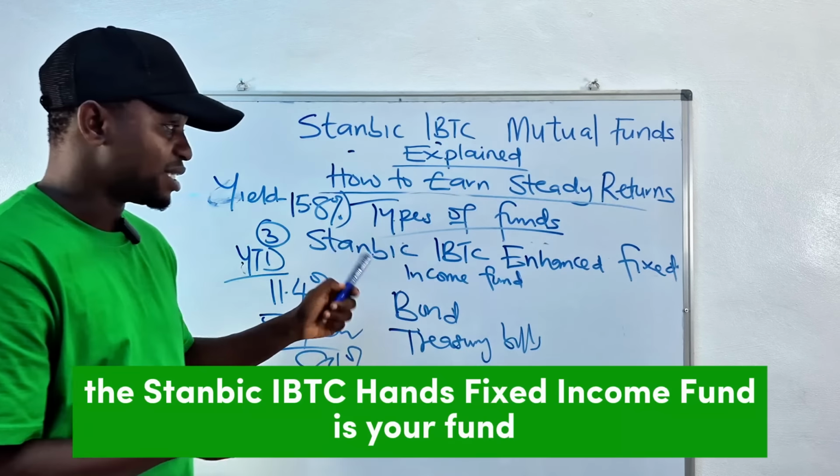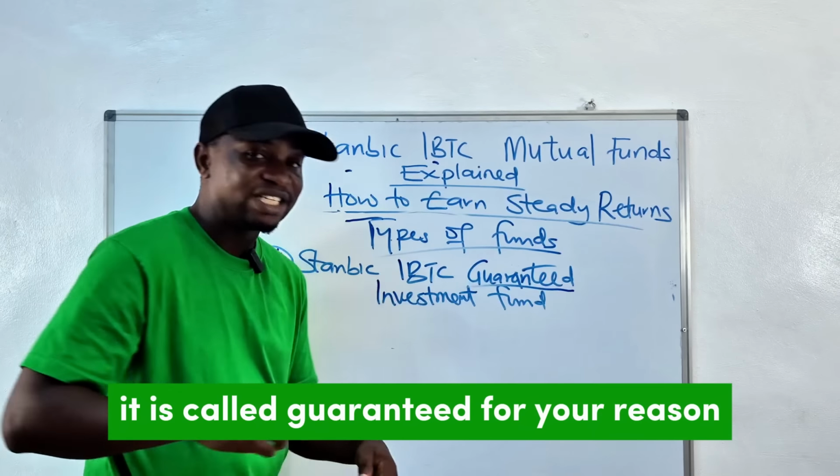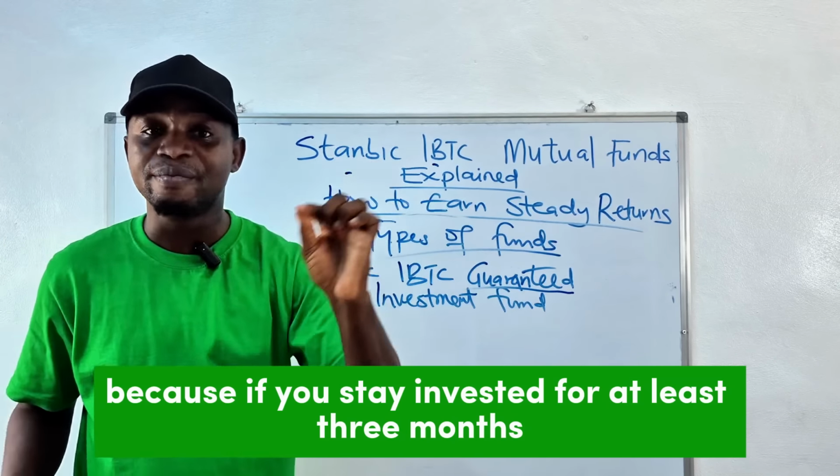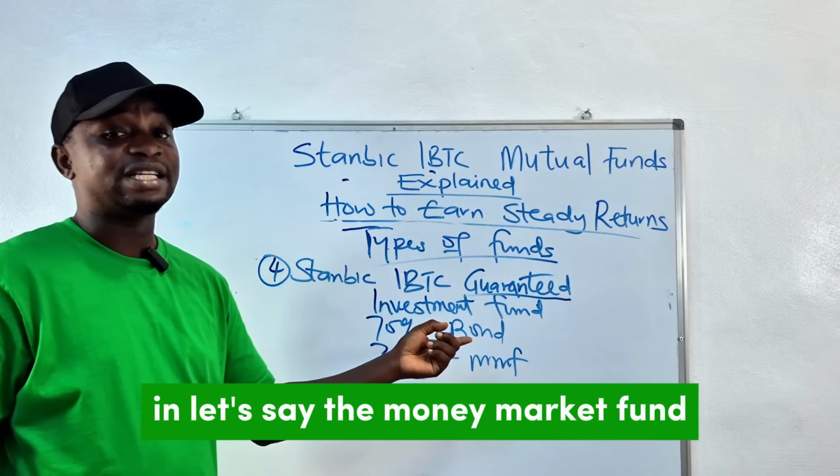Another mutual fund from the Stanbic IBTC Mutual Fund is the Stanbic IBTC Guaranteed Investment Fund. This one is for people who want protection plus profit. It is called guaranteed for a reason, because if you stay invested for at least 3 months, your principal is guaranteed. This fund invests about 70% in bonds and 30% in the money market.